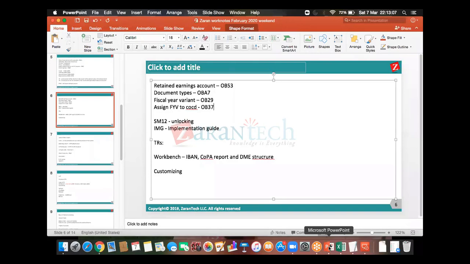So will I assign a different fiscal year variant at the company code level? Different fiscal year means, if you are differentiating, I am taking a year-dependent fiscal year and one more year-independent fiscal year. Year independent is not a leap year, year dependent is a leap year. Now you can assign.